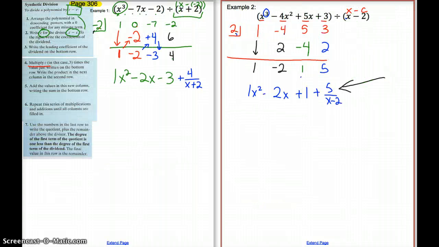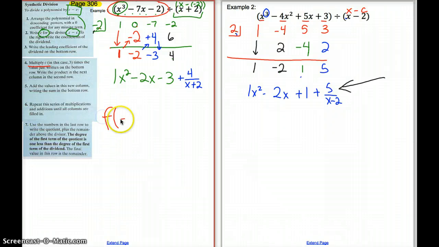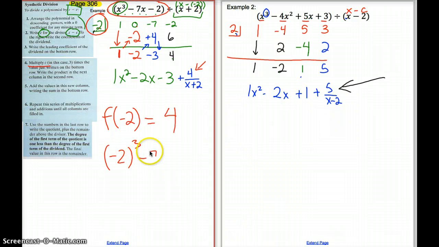So going back to example 1, if I wanted to know what this function is at -2, remember c was -2, I could quickly say that it's 4, because that was my remainder when I divided by x minus -2. So if you're not sure about that, you can plug in -2 to the third power minus 7 times -2 minus 2, and see that you get a value of 4.